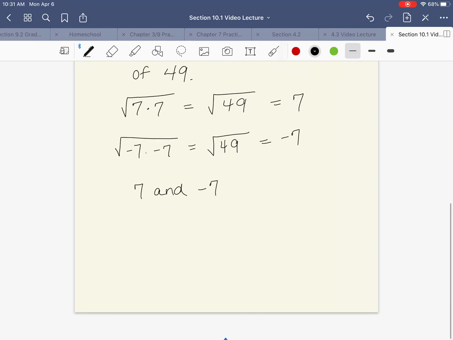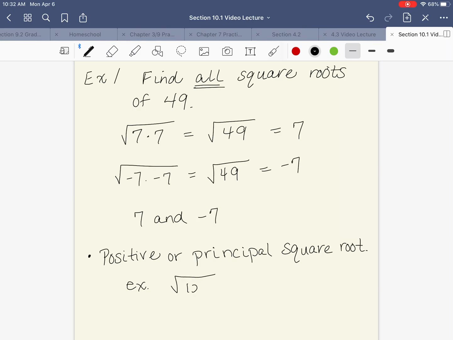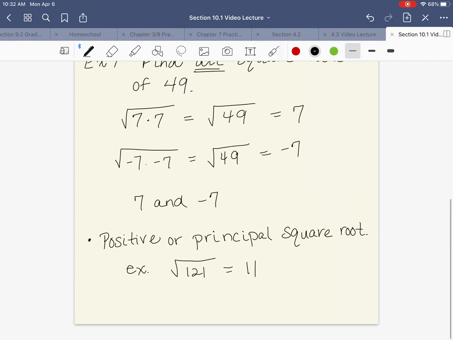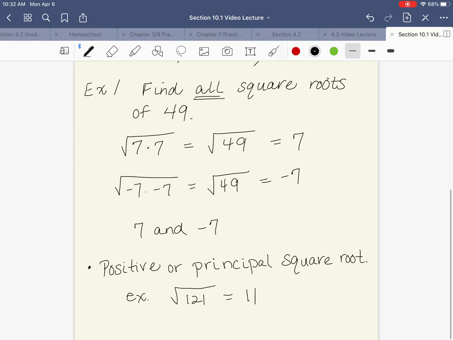Now if you're looking for a positive or a principal square root, you would only give the positive value. So for example, the square root of 121 is 11. If it asks for the positive or the principal square root, you only give the positive value. If it asks for all the square roots, you would give the positive and the negative value.